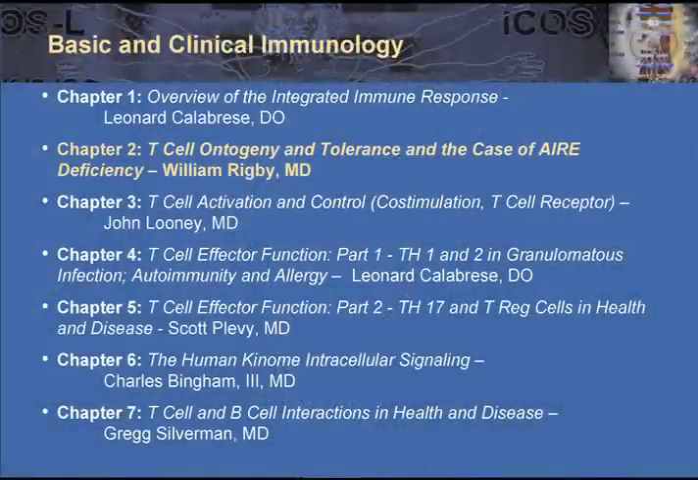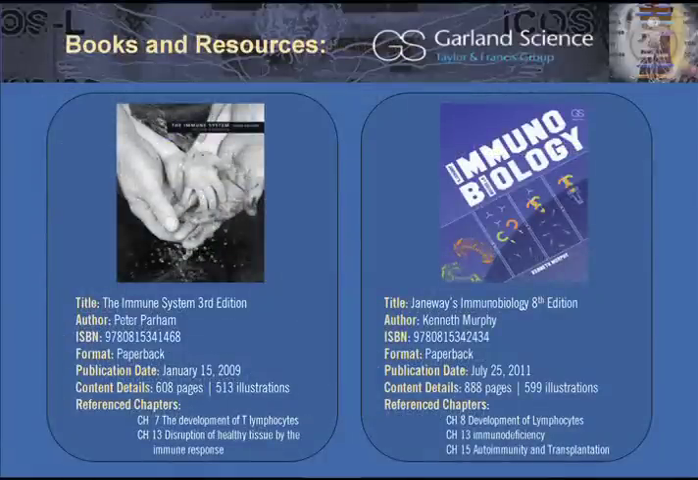My program today addresses Chapter 2 in the program of Basic and Clinical Immunology. Our books and resources are all available from Garland Science, and they involve The Immune System by Peter Parham and Immunobiology edited by Kenneth Murphy, and the relevant chapters are shown below.